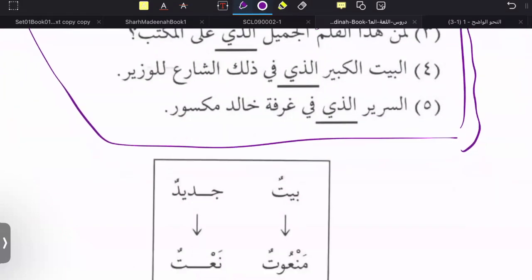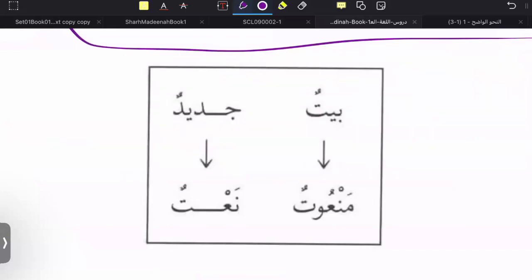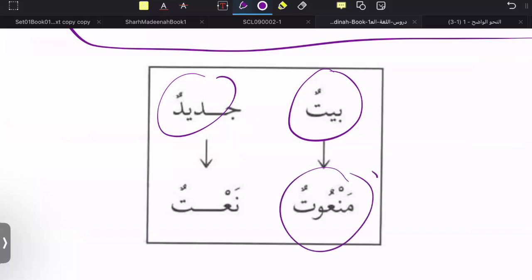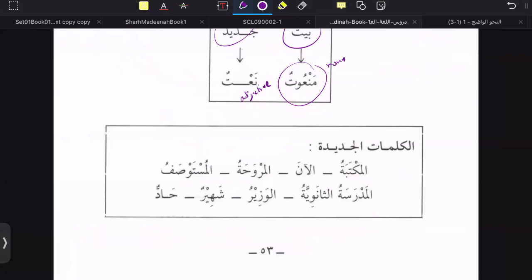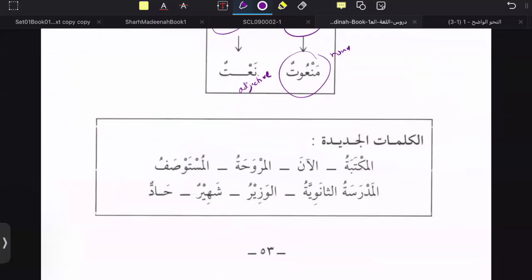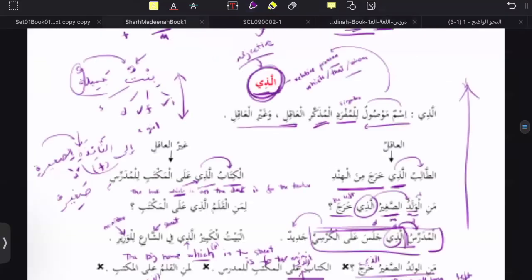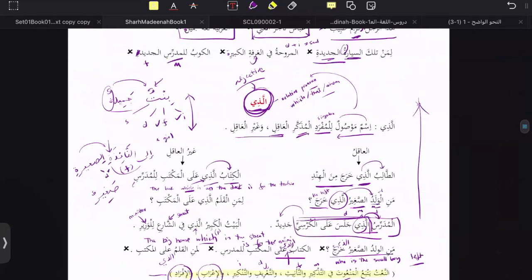Please do not skip it. So now the author, rahimahullah, here saying, baitun jadidun. The bait is man'ud, which is the noun, and na'at is adjective. Adjective. The same term that we studied already. Make sense? I think I spent way too much time on this one.